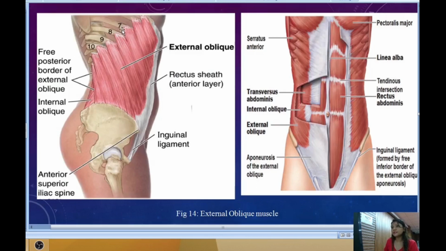So see, 7, 8, 9. Okay, from the downward slips, this is the origin, and the insertion, you can see, is the anterior two-third of the iliac crest. Also this is the linea alba. Then you have the pubic symphysis and pubic crest. Okay, this is the insertion. This means the midline structures are the insertion. It has become aponeurotic, and this is the origin from the lower 8 ribs. Okay, this is the external oblique muscle.